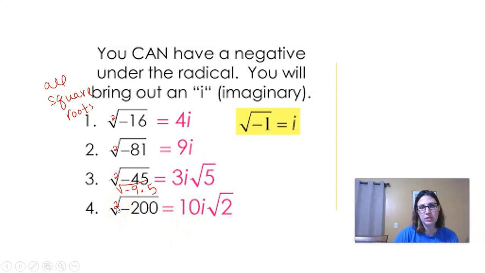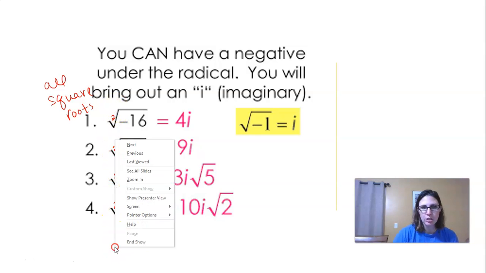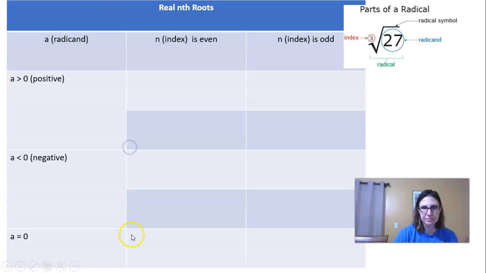What if it wasn't a square root? What if it was a cube root, like a third root? Or what if it was like a fourth root or a fifth root or a sixth root? Well, the rules are a little bit different depending upon what the little number is. Remember, that little number is the index. So we're going to talk about that now.